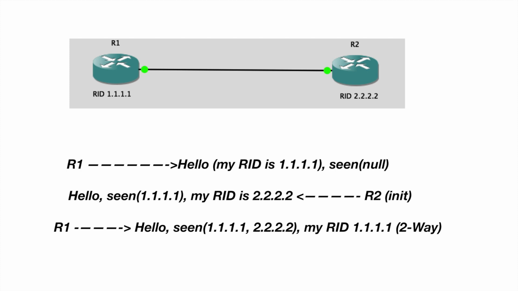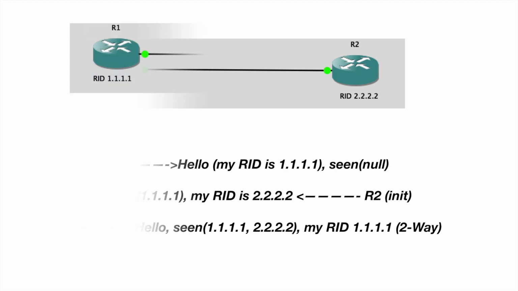Okay, so this is the way neighborship is formed. At this time, R1 and R2 are neighbors. And if you run the show ip ospf neighbor command, you will see each router placing the other router as its neighbor in its neighbor table. So neighborship is formed, two-way neighborship is formed. Now let's understand what an init state and a two-way state are.